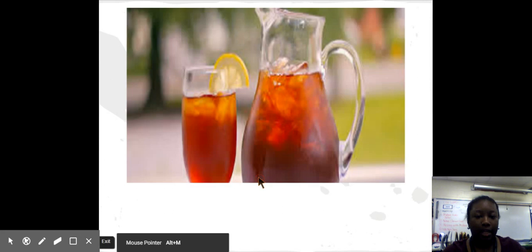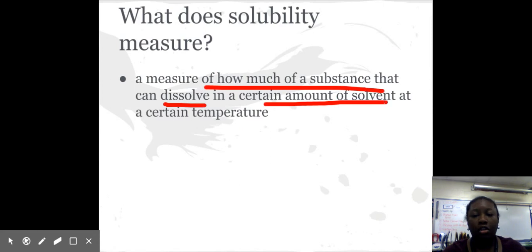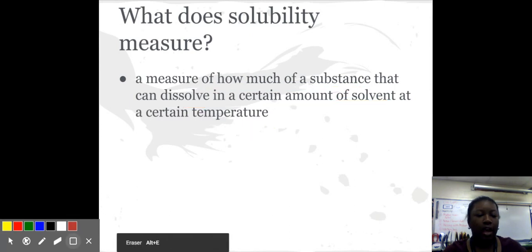So solubility. Oh, here's the tea as well. So solubility is a measure of how much substance can be dissolved in a certain amount of solvent at a certain temperature. Okay, so we can measure the amount of substance, that's the amount of sugar that can be dissolved in water at a certain temperature. So that's what the factors are. Okay, so the factors of temperature.